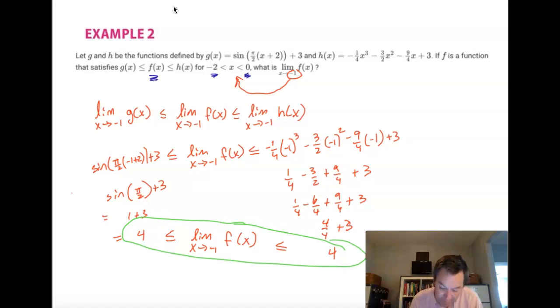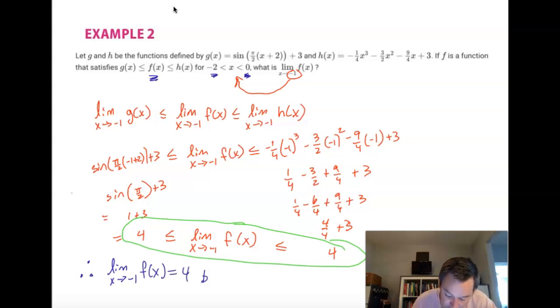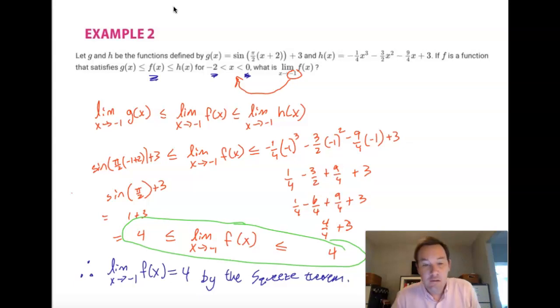And so then we'll just make our final statement, right? So therefore, the limit as x approaches negative 1 of f of x equals 4 by the Squeeze theorem. All right. Oh, put my little box to indicate I'm done with my proof.